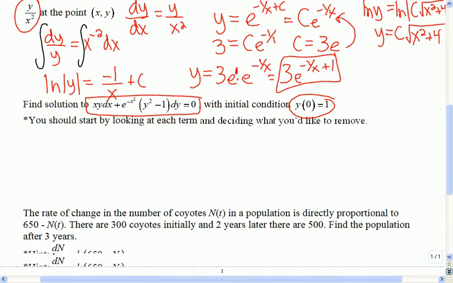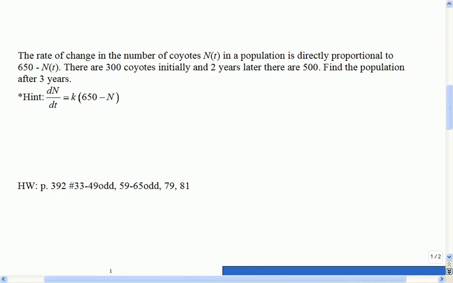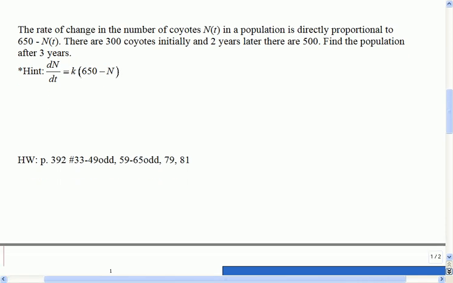Okay, so the last question will look similar here to what you did with growth and decay. It says that the rate of change in the number of coyotes is directly proportional to 650 minus n. It says there are 300 initially, 2 years later there are 500. So I've given you one major hint here, that this clue, which states that directly proportional to that, would give you this hint. Okay, so that's what you're trying to figure out from that description.